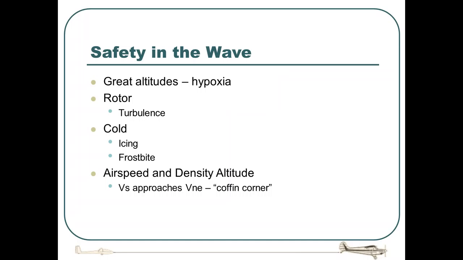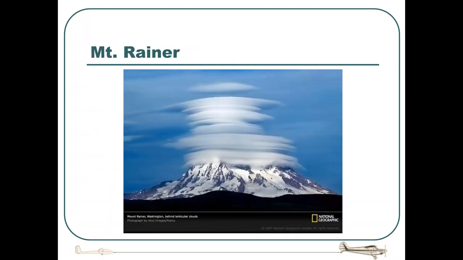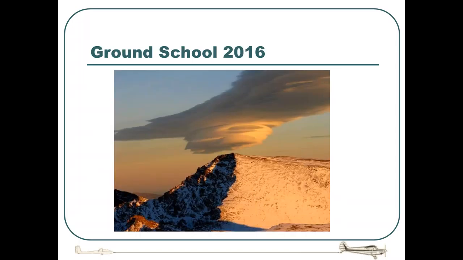Your problem of VNE, your velocity never exceed, is approaching your speed due to the thinness of the air, which is known as coffin corner. You've got no maneuverability. You can't go faster. Flutter is a big danger, once again, because you are actually flying a lot faster than what you think you are. Beware of it.